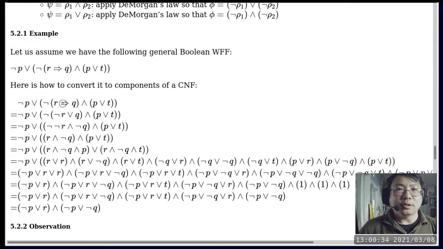Now this time I'm just reading from my notes, but I have to recognize from my notes what I am doing in each step. So from step 1 to step 2, I'm getting rid of the implication. So R implies Q becomes not R or Q. That's just the definition of implication.